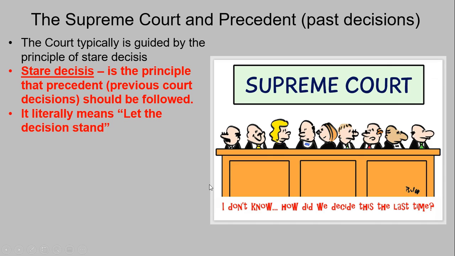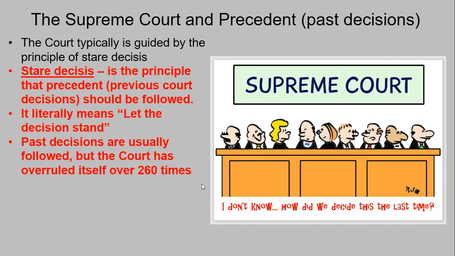Whenever possible, the Supreme Court tries to go with what previous courts said. They try typically not to rock the boat and undo older court decisions. Stare decisis in Latin literally means let the decision stand. So often they try to go with what the older courts said. So past decisions are usually followed, but that's not always the case.